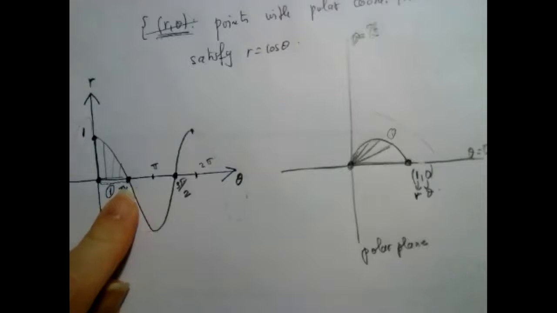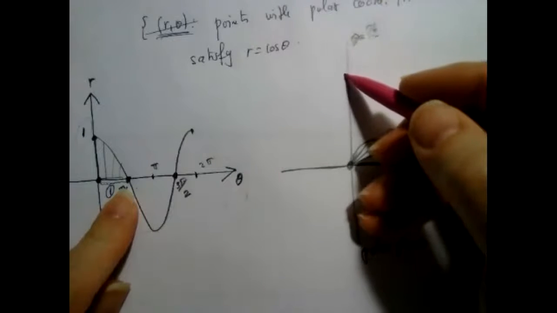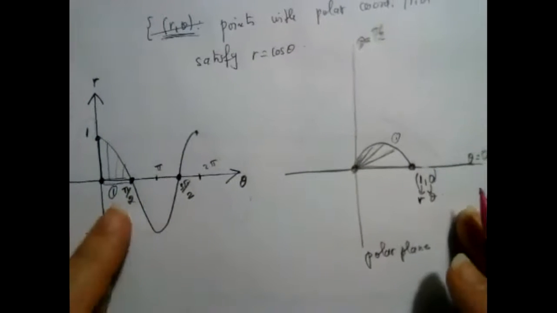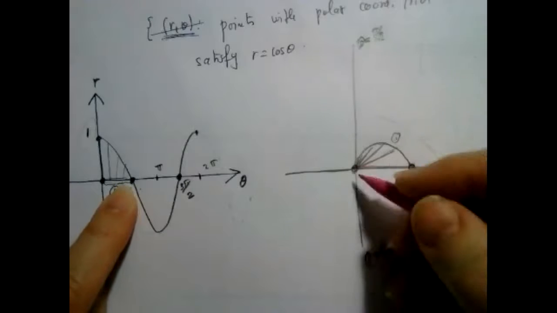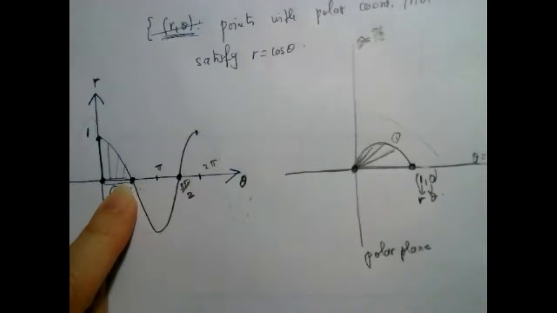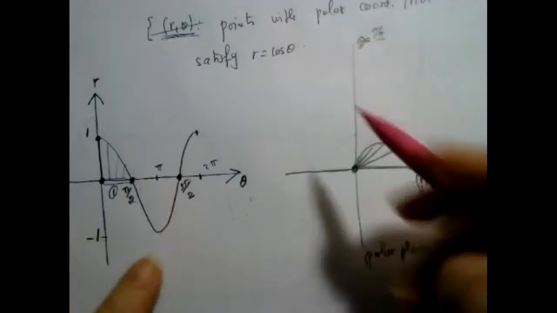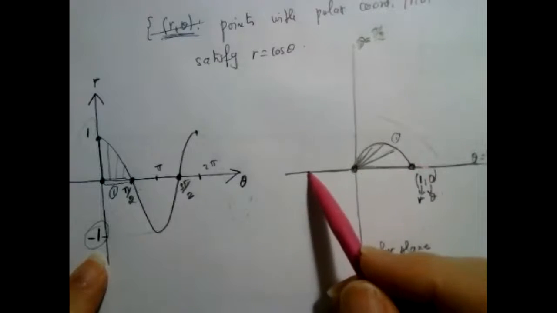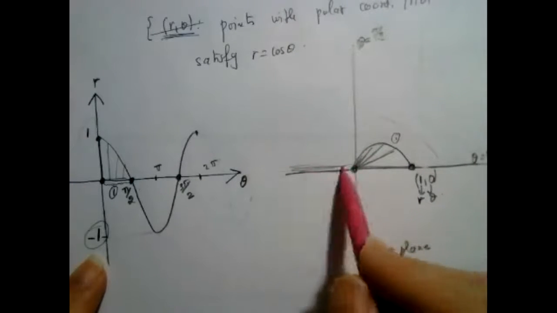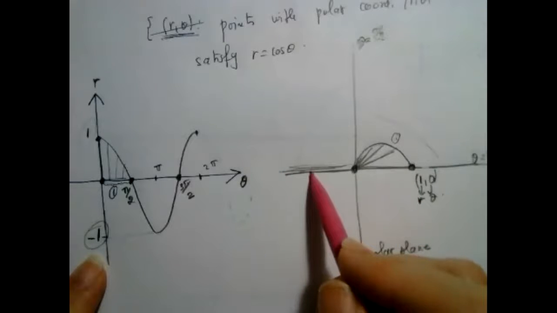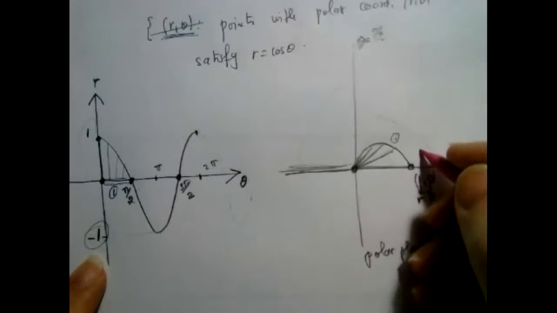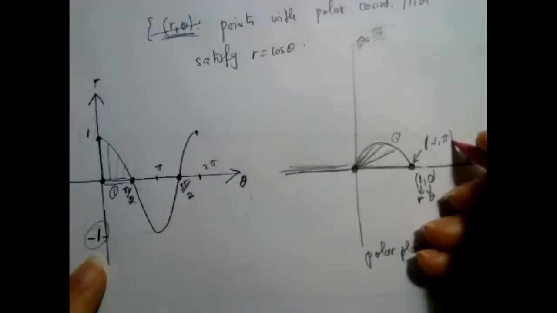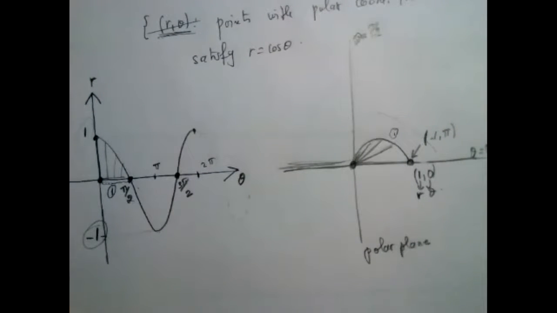Now we're going to move. I'm going to let theta stop between pi over 2 and pi. So I'm going to let theta sweep this region. What is really happening here? At pi over 2, R is 0. At pi, I plug in pi in here, and my R takes the value -1. So when theta is pi, R is -1. It means the point is right here. So this point, 1, 0, is actually also -1, pi, because those are two representations for the same point.